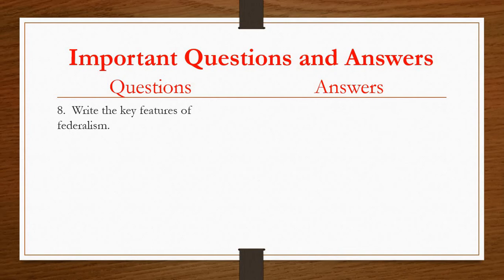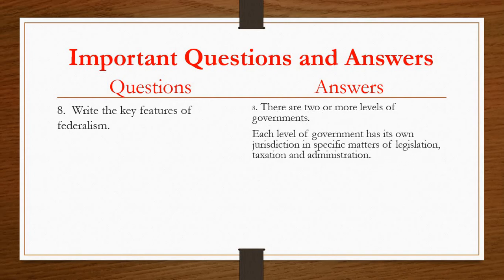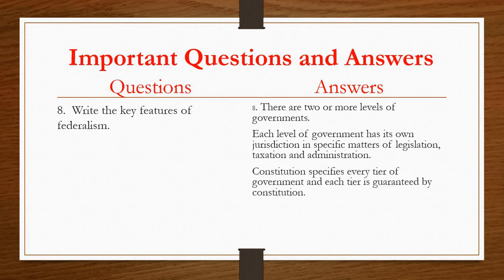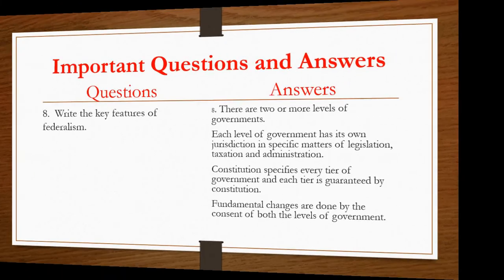This is somewhat an important question, and it is a bit longer also. So here is your answer. There are two or more levels of government. Each level of government has its own jurisdiction in specific matters of legislation, taxation, and administration. Constitution specifies every tier of government, and each tier is guaranteed by Constitution. Fundamental changes are done by the consent of both the levels of government.